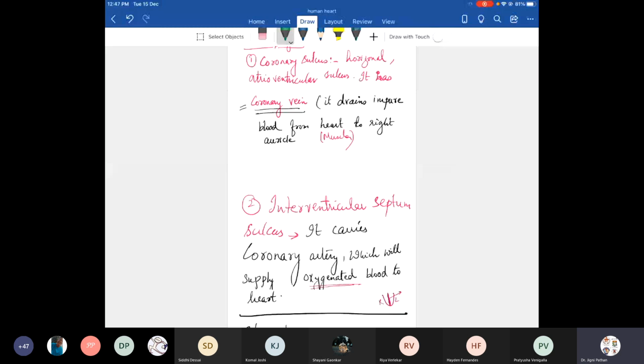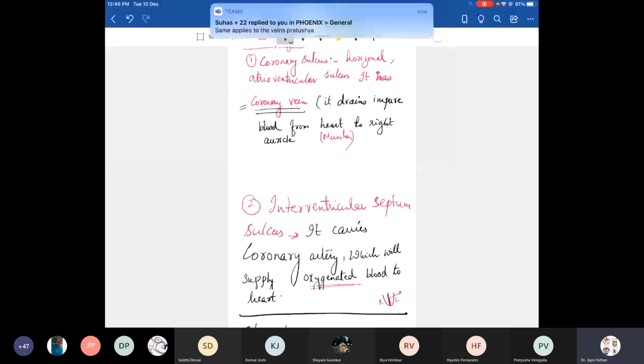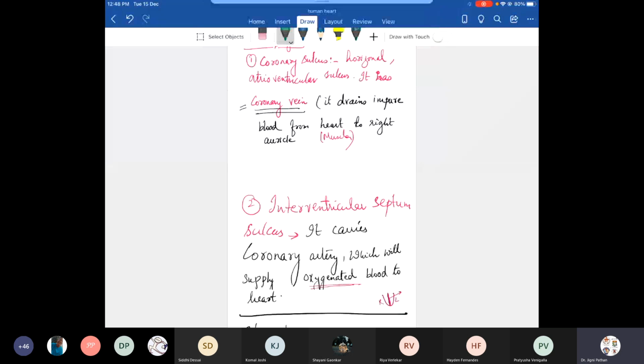All the arteries carry oxygenated blood. The only artery that carries deoxygenated blood is which one? The only artery that carries deoxygenated blood is the pulmonary artery. Very nice.